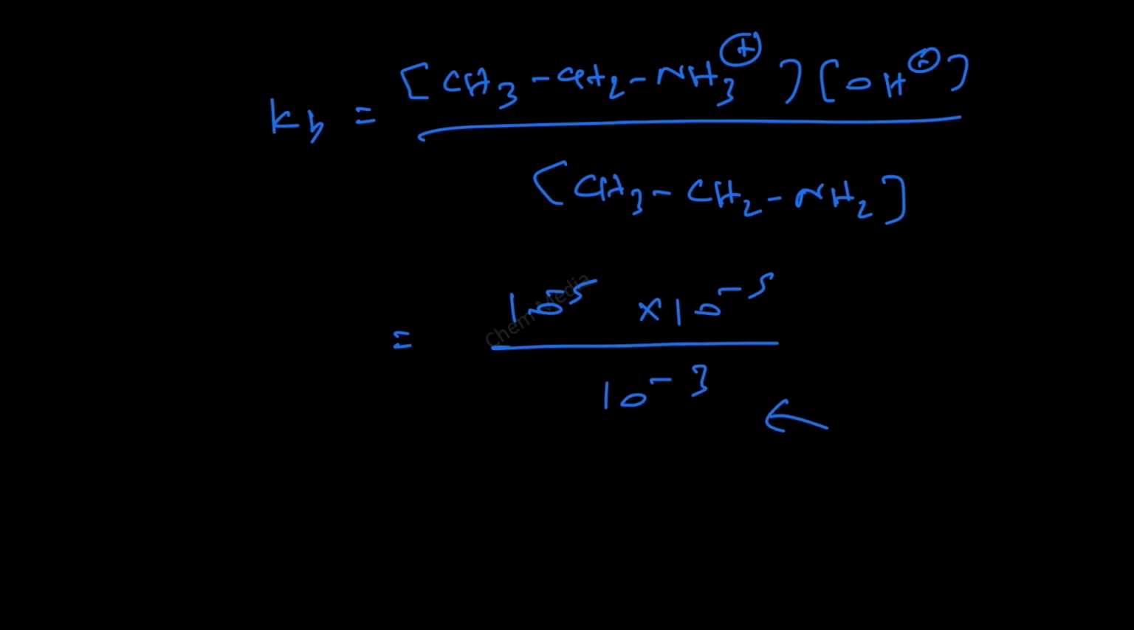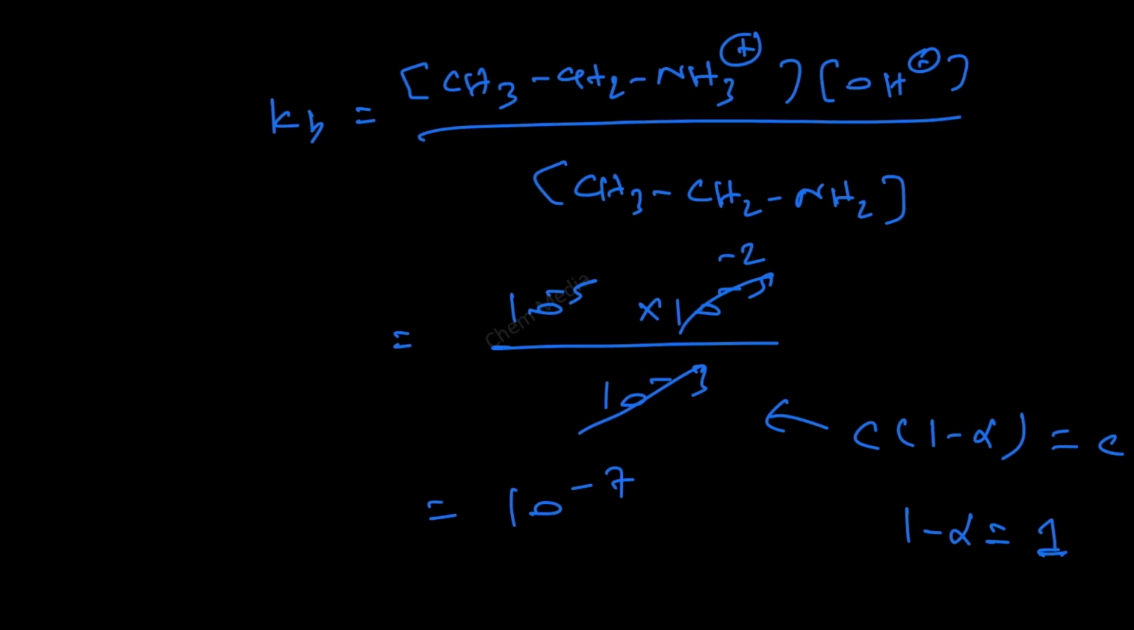Why are we taking it as 10 to the power minus 3? Because C times 1 minus alpha is simply equal to C, because 1 minus alpha is approximately equal to 1. That is why we are putting the initial value that is given. So, therefore, this would become 10 to the power minus 7, and on the left hand side we have 10 to the power minus x. So, therefore, x is equal to 7.